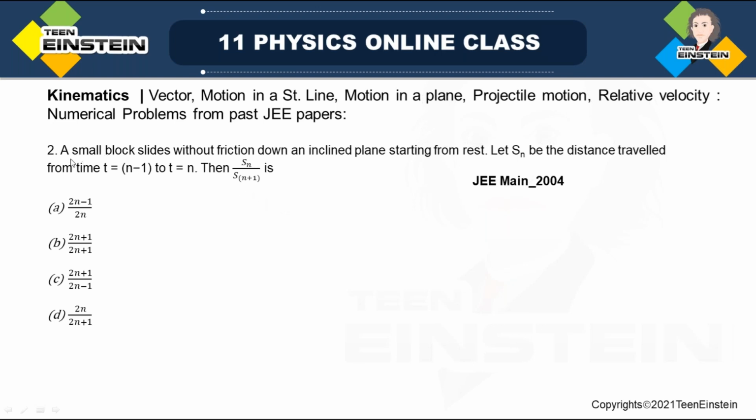In this question, it is stated that a small block slides without friction down an inclined plane starting from rest. Starting from rest, that means initial velocity is 0.